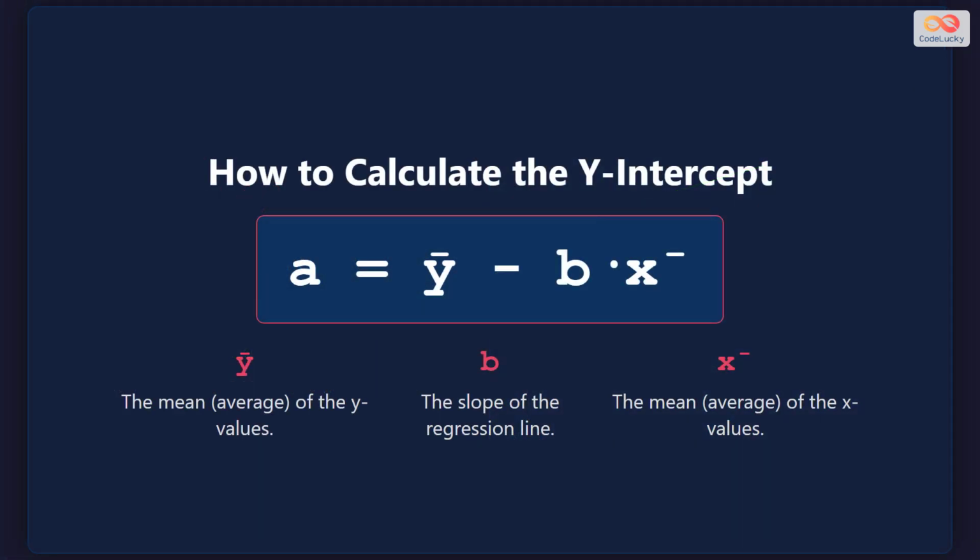To find the y-intercept, we use the formula A equals y bar minus b times x bar. In this formula, y bar stands for the average of all the y values in our dataset. X bar is the average of all the x values, and b is the slope of the regression line.